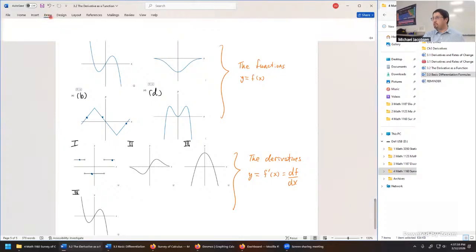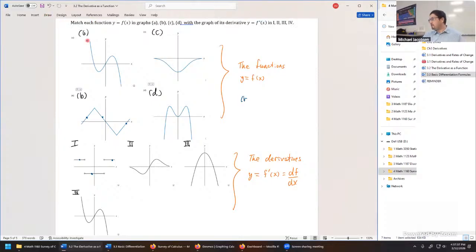I'll put the answers just up here so we can see B matches with I. In other words, this is the graph for the derivative of the function over here in part B. Now, it's a lot of matching problems, but the further we go, the easier it gets, right? Because this becomes elimination in a certain sense.